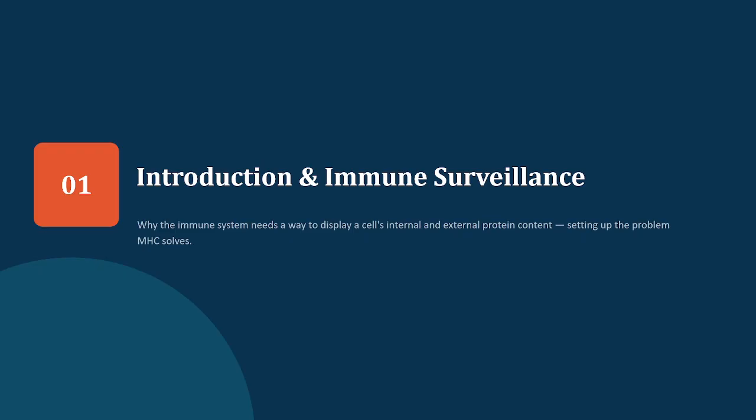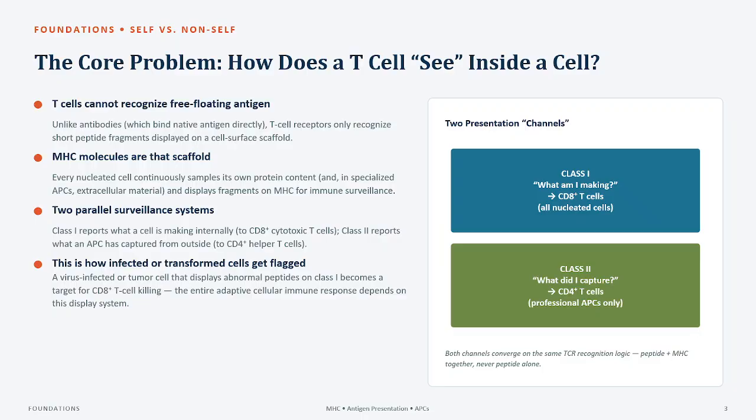Starting with the introduction and the immune surveillance. The core problem is: what does a T cell see inside a cell? T cells cannot recognize a free floating antigen. Unlike antibodies, the T cell receptors only recognize short peptide fragments displayed on a cell surface scaffold. MHC molecules are that scaffold. Every nucleated cell continuously samples its own protein content, and in specialized APCs, extracellular materials, and displays fragments on the MHC.